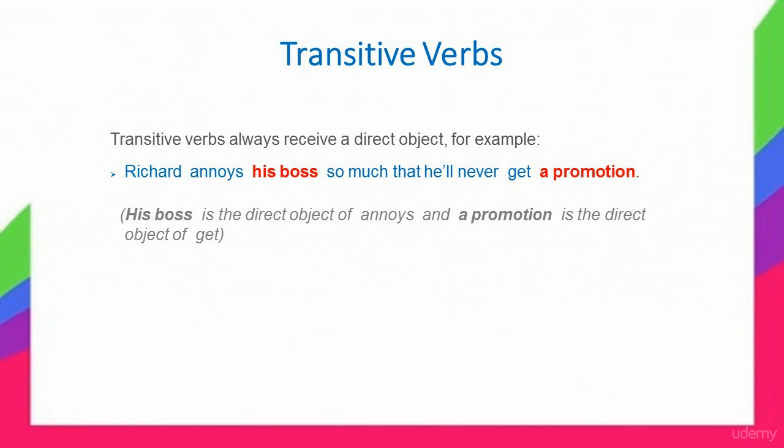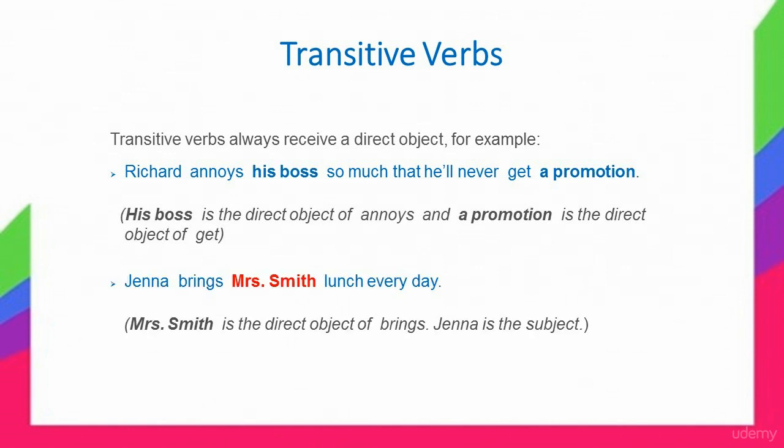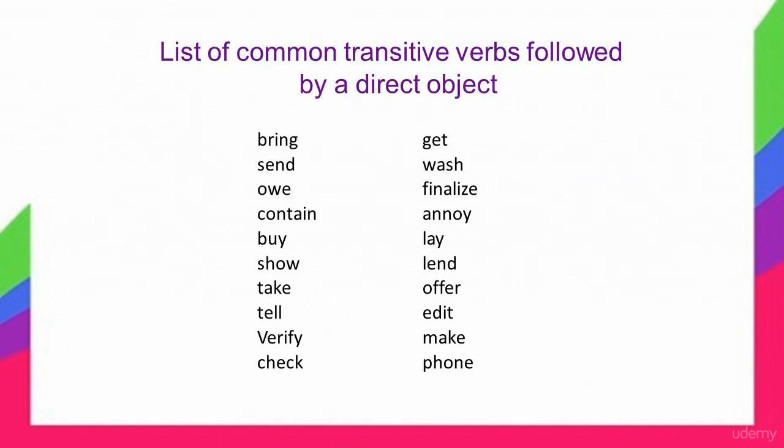Transitive verbs. Transitive verbs always receive a direct object. For example, Richard annoys his boss so much that he'll never get a promotion. His boss is the direct object of annoys, and a promotion is the direct object of get. Jenna brings Mrs. Smith lunch every day. Mrs. Smith is the direct object of brings, Jenna is the subject. Here's a list of some common transitive verbs that must be followed by a direct object. Please have a look.